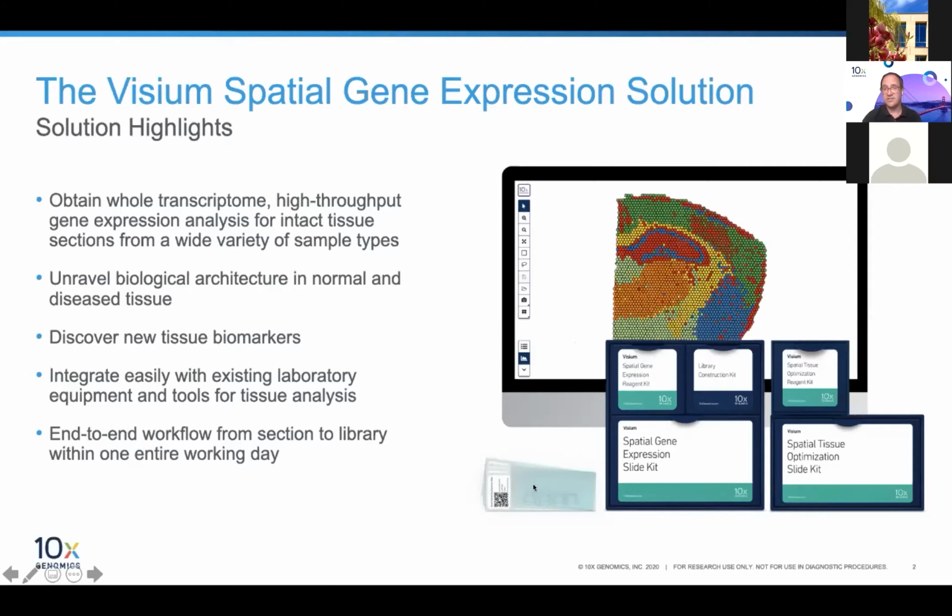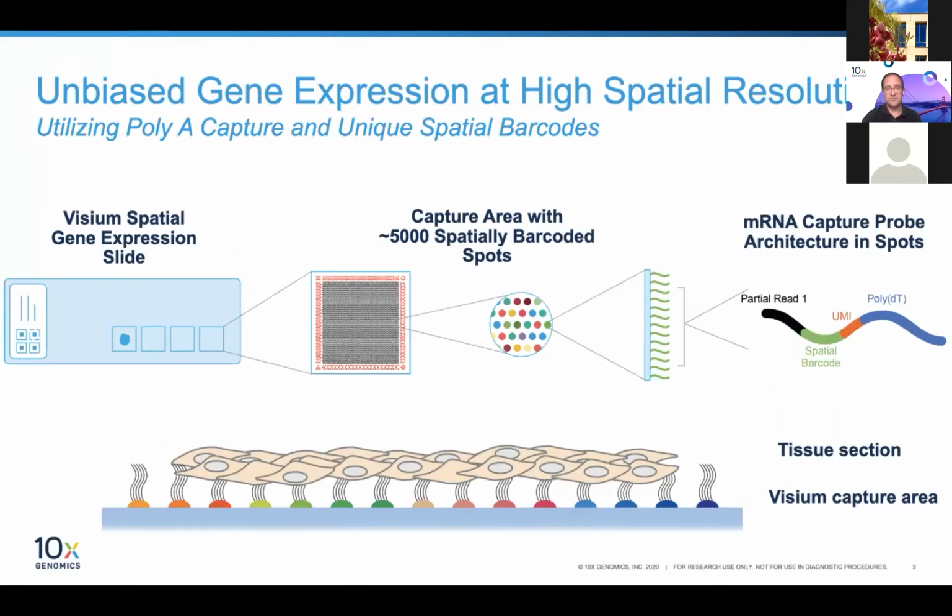One is the slides, which I'll explain in a moment. Then the rest of the kits that you need to make an Illumina-ready library to sequence. And once you've sequenced, you can pick up the outputs from the sequencer and run them through our pipelines to do the data analysis. That portion is free, and you can just download the software to do those analyses for you.